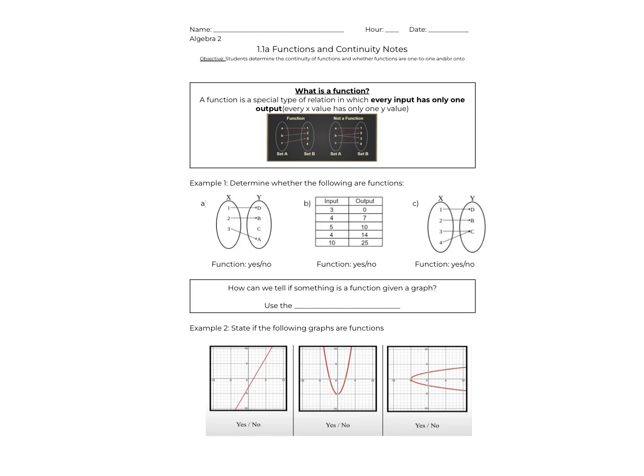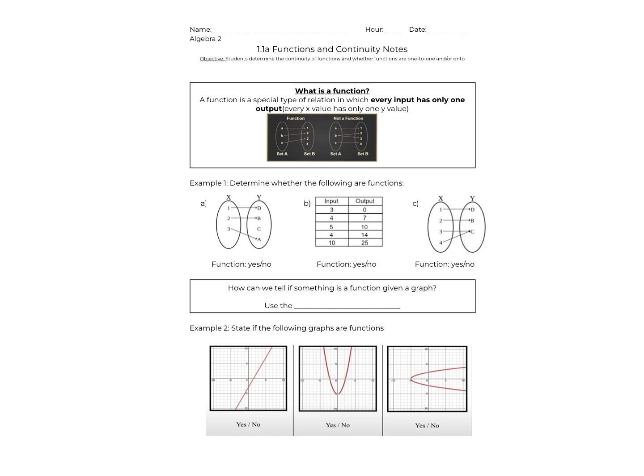All right, we're going to be looking at day 1 of our notes on functions and continuity. So today we're just going to look at if we can determine the continuity of functions. And first off, we've got to look at what is a function. Well, a function is any type of special relationship in which every input has only one output.